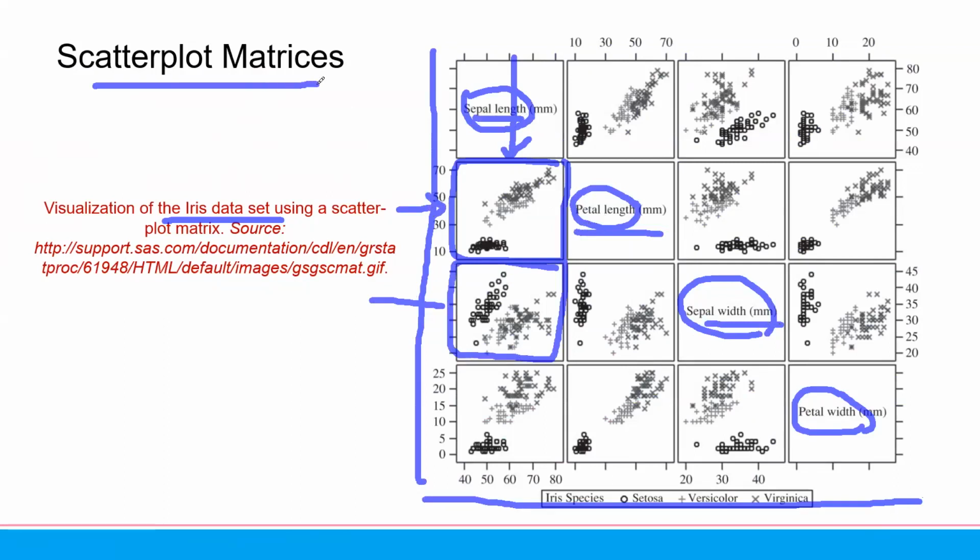If your data are numerical attributes, you can see this kind of matrix as much as the number of your attributes. And the iris dataset, you can see that we have 4 numerical attributes: the sepal length, petal length, sepal width and petal width.